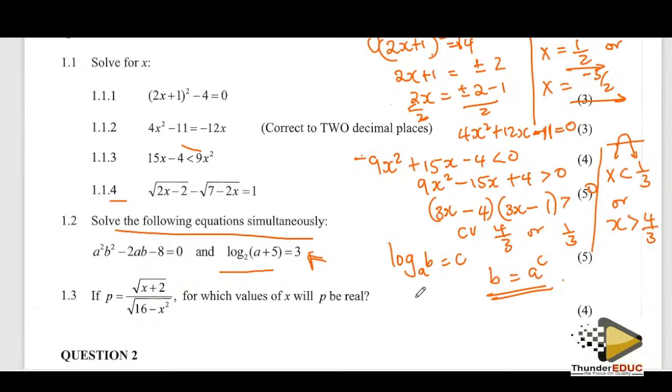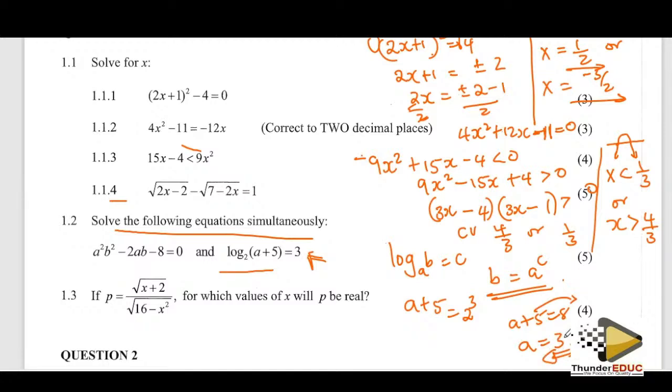So this is going to be A plus 5 is equal to 2 to the exponent of 3. We know that 2 to the exponent of 3 is 8. Then we need to move the 5 to the other side. Okay, I have A plus 5 is equal to 8. Move the 5 that side, which means A is 3.